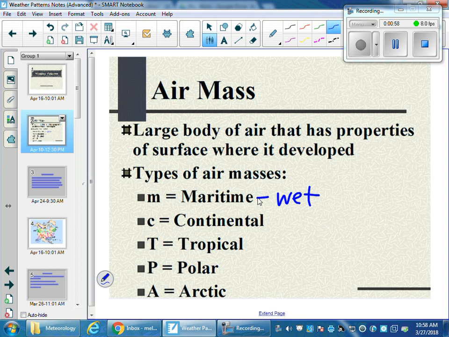Continental means it formed over a continent or land. That would mean that the air mass generally has drier air. Tropical refers to ones that are formed over the tropics. This would be warmer because it is closer to the tropics. Polar and Arctic are going to be colder. They're going to have formed in areas or regions where it is colder in general.